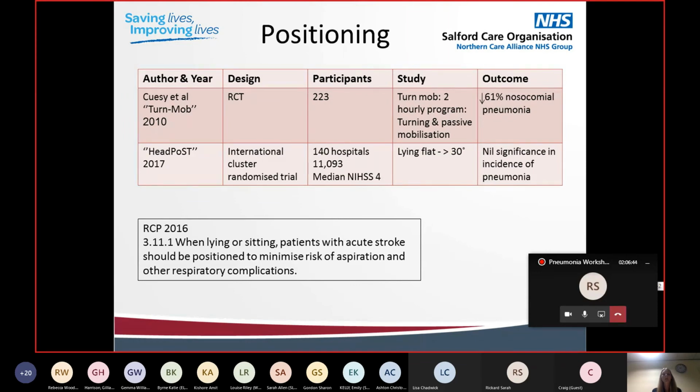Just to draw on the RCP there, it's quite non-committal, to be honest. It says when lying or sitting, patients with acute stroke should be positioned to minimise the risk of aspiration and other respiratory complications. And that's probably drawn from the fact that the evidence is inconclusive and there is further work to be done.